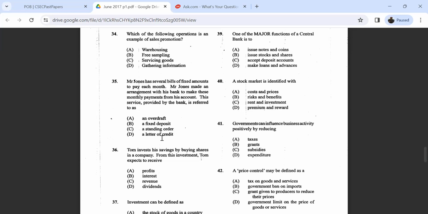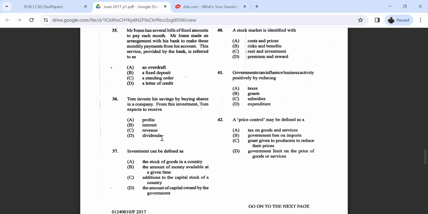Number 35. Mr. Jones has several bills of fixed amounts to pay each month. Mr. Jones made an arrangement with his bank to make these monthly payments from his account. This service provided by the bank is referred to as C. Correct, a standing order. An order to the bank to pay money from your account to another account periodically. So instead of me going to Digicel every month, I tell Republic Bank, here's the scene: take money from my account, $350, send it to the Digicel account on this day every month, and tell them it's for my phone bill.